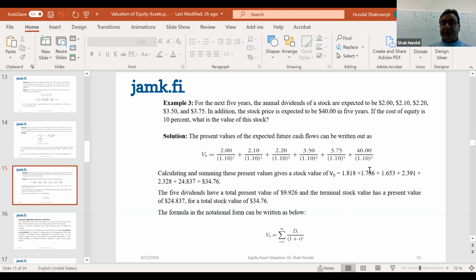That is why you can see that there is a power of 5 here, to the power of 5 here as well. Because you have two cash inflows, but not in the first year, not in the second year, not before the 5th year. And when you find out, it comes out to be $34.76. So the formulation is very simple, basically.